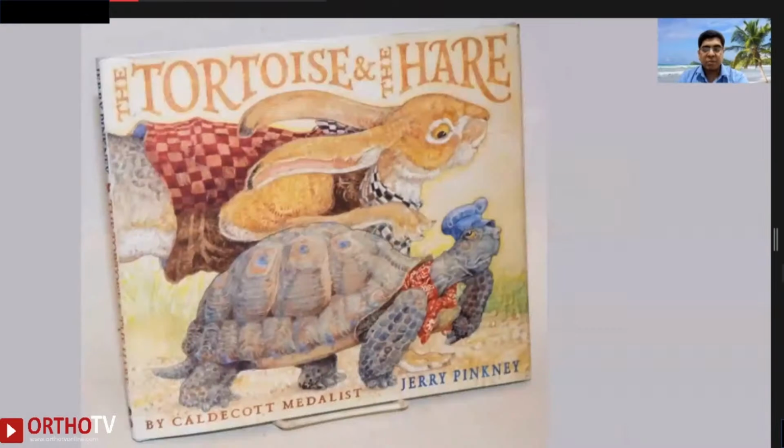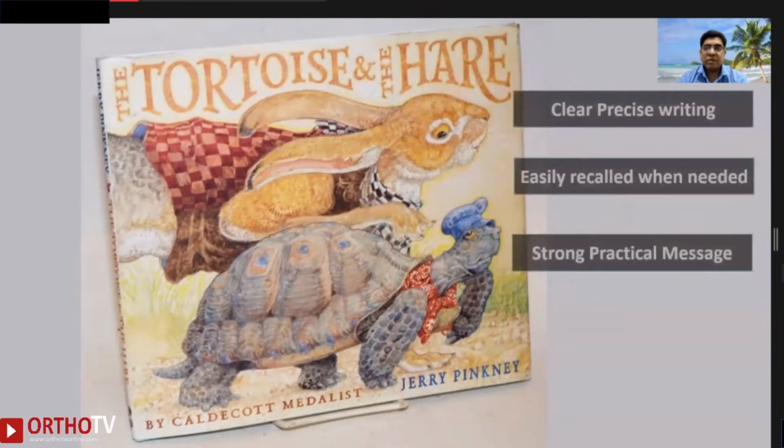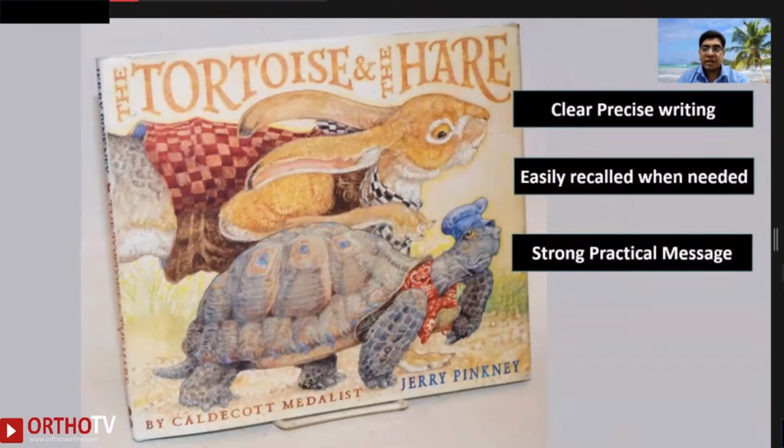Now, as far as case reports are concerned, I refer to a very interesting story which almost all of us are aware of, the tortoise and the hare. It's a very good surrogate for a case report: you have clear, precise writing. It is easily recalled whenever needed. It has a strong practical message: slow and steady wins the race. It's a very simply put story which connects to its reader very effectively. Even children connect to it. So that's how a case report should be.